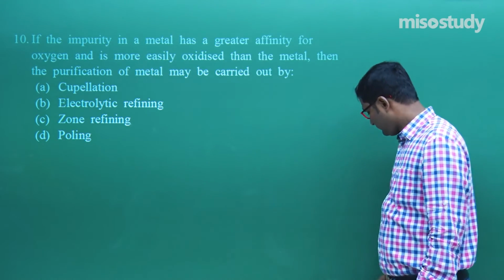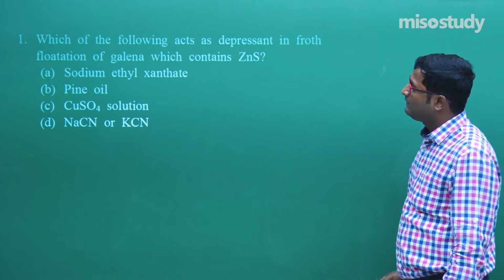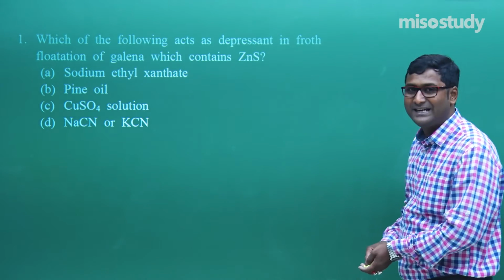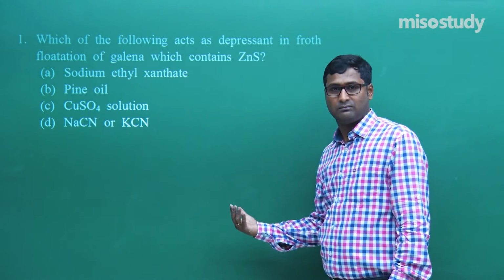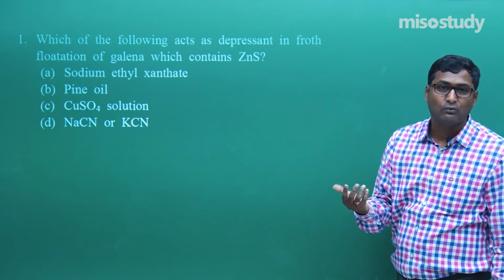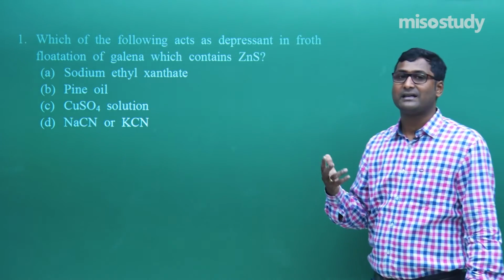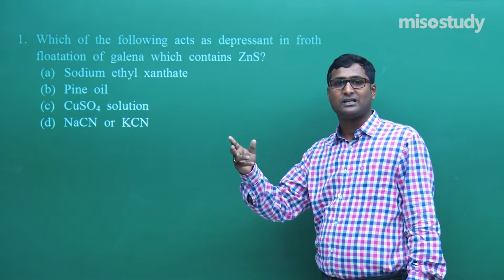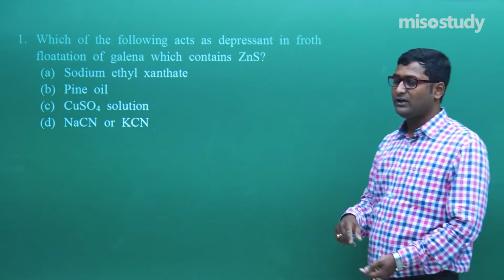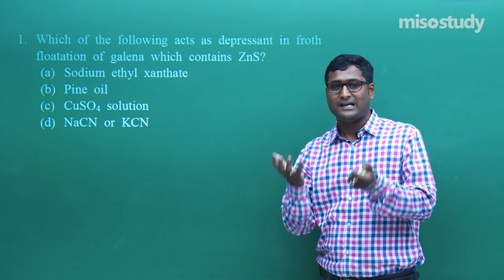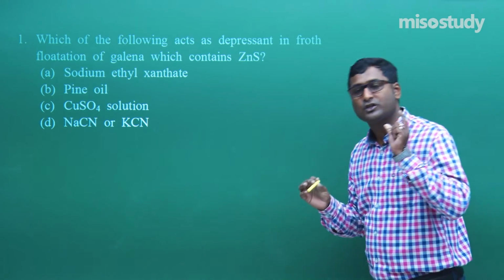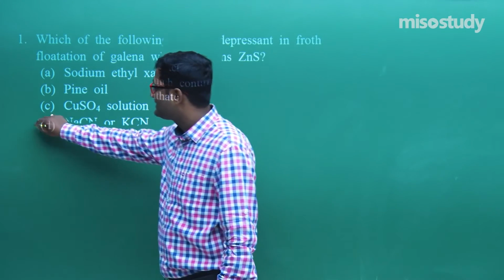Now tell me what will happen. Which of the following act as a depressant? As we know, a depressant reduces the formation of froth, and those which increase the formation of froth are known as activators, or sometimes collectors. And we know NaCN, when combined with ZnS, forms complexes, and due to the formation of complexes, it acts as a depressant. So for question number 1, again I am repeating, D is the correct option.